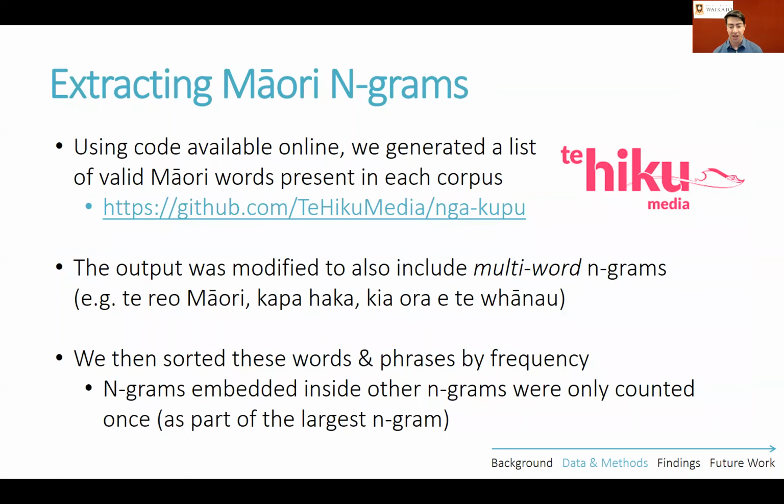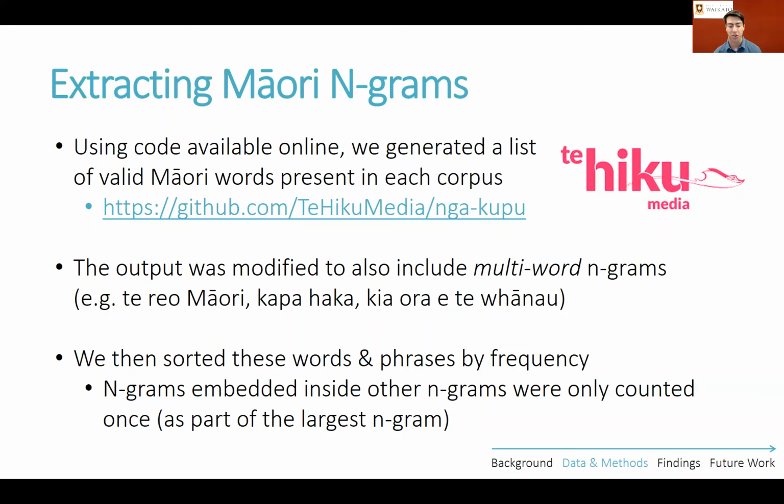Okay, so we've had an overview of the data. Now, what did we do with it? How did we instantiate this idea of collotextualisation? Well, in order to study loanword co-occurrence in our corpora, we first needed to pull out all the loanwords. So we used some existing code to generate a list of legitimate Māori words used in each corpus. I'd like to acknowledge Te Hiku Media, because the code that we used as our template was written by them and made available through their Ngākupu repository on GitHub.